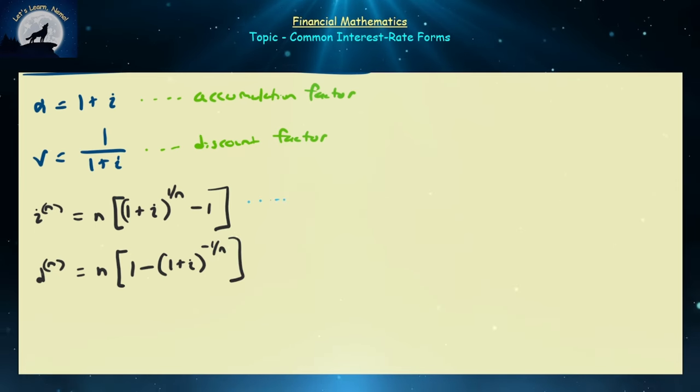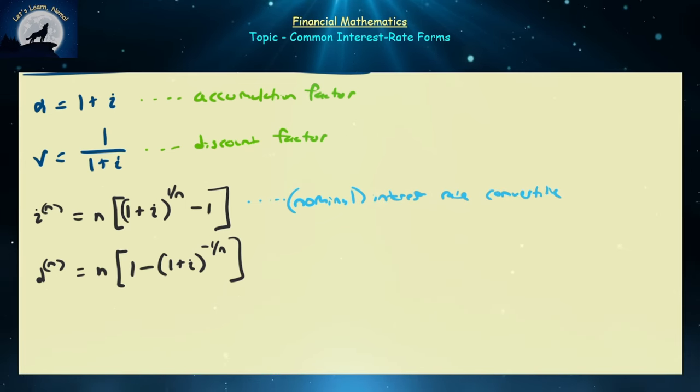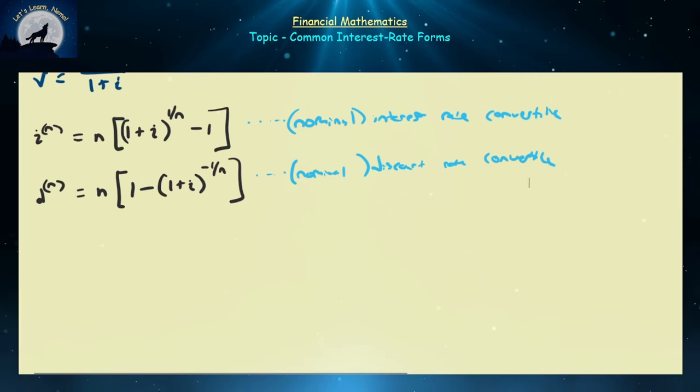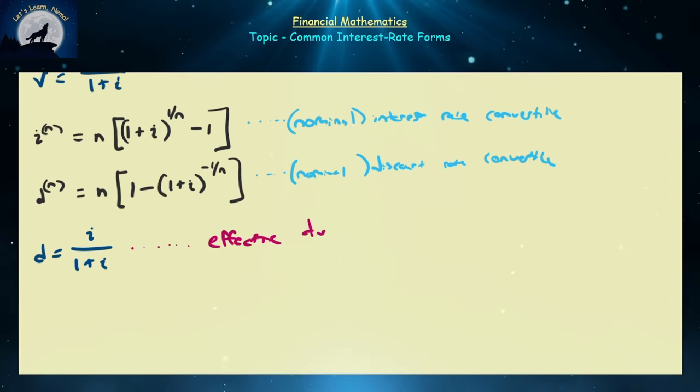So what were these particular objects? So in was our nominal interest rate, and sometimes you can drop this nominal because it's kind of implied. So our nominal interest rate convertible, and this one would be our nominal discount rate convertible. Right. And those four particular things are definitely very important. And also let's introduce our other metric that we introduced, so d. So d came out to i over 1 plus i. And who is this important character? That is our effective discount rate.